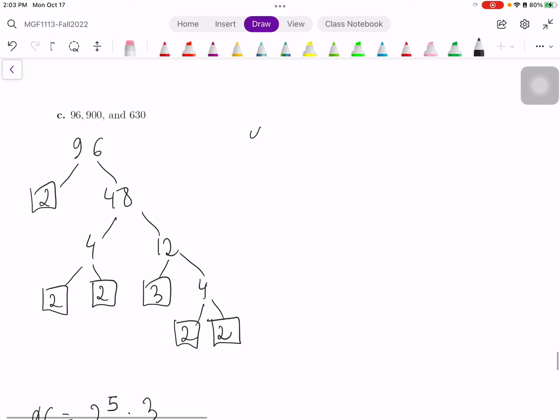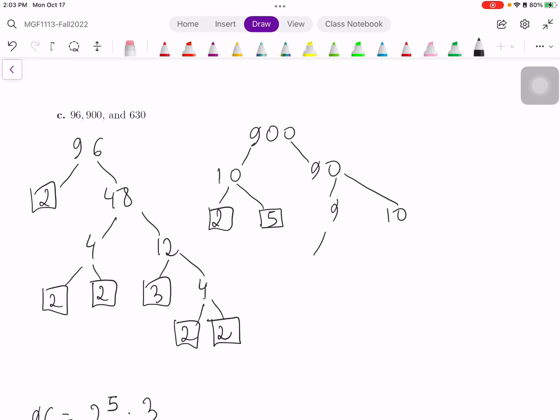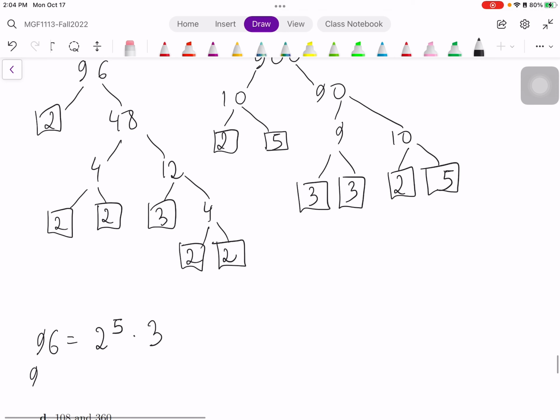Then let's look at 900. 900 I would write as 10 times 90, which is 2 and 5. 90 would be 9 and 10. 9 is 3 and 3. And 10 is 2 and 5. So prime factorization for 900, I will have 2 factors of 2 here, 2 factors of 5, and 2 factors of 3.